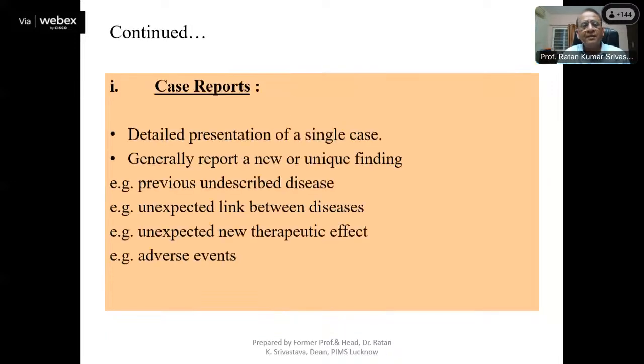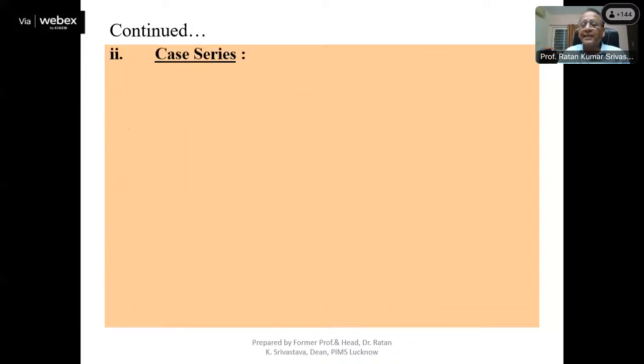Then after case report, case series. As the name suggests, it is when you have similar cases, more in number, in coming time. Like if you have seen a few cases in August, September of 2022, then in 2023 again you come across a few similar cases, and in 2024 again. So after 2-3 years, you publish it in the name of case series.